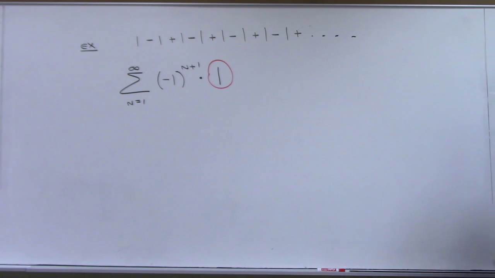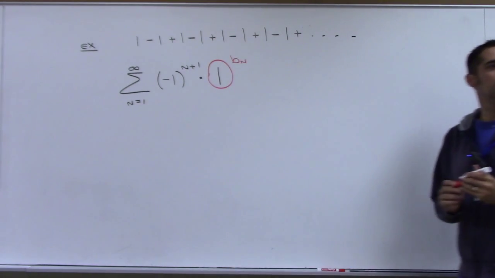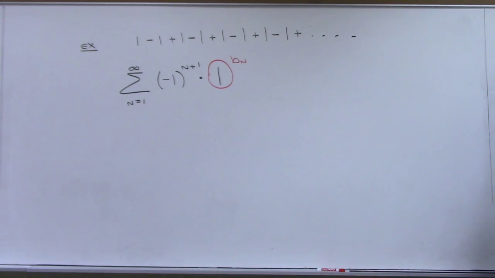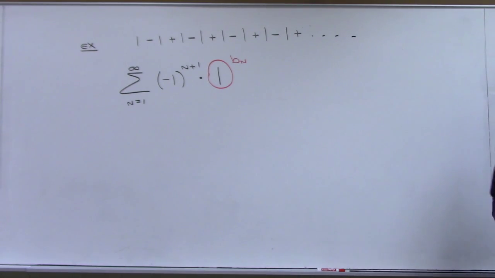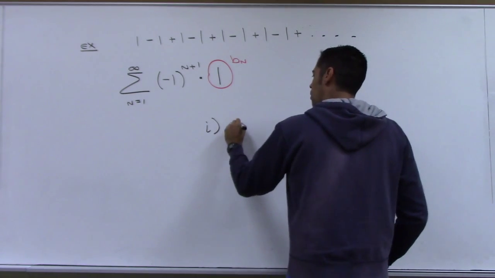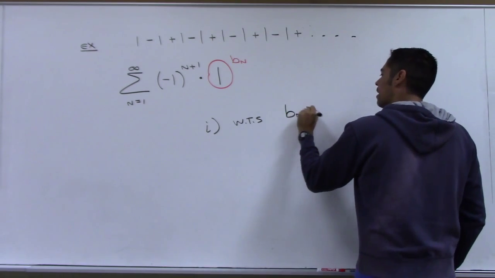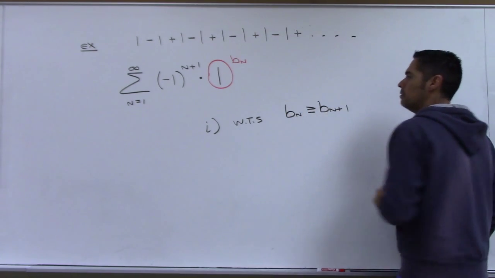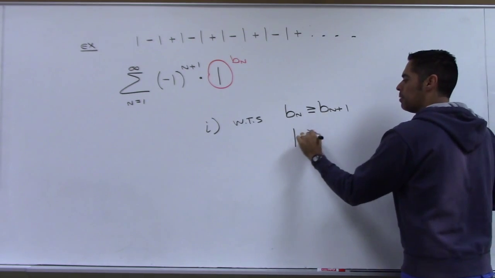That's our b sub n, isn't it? That's our b sub n. So let's see if this will work. Will the alternating series test work? Let's check out the first thing. You want to show first that b sub n is greater than or equal to b sub n plus 1. Well, what's b sub n? What's b sub n plus 1?